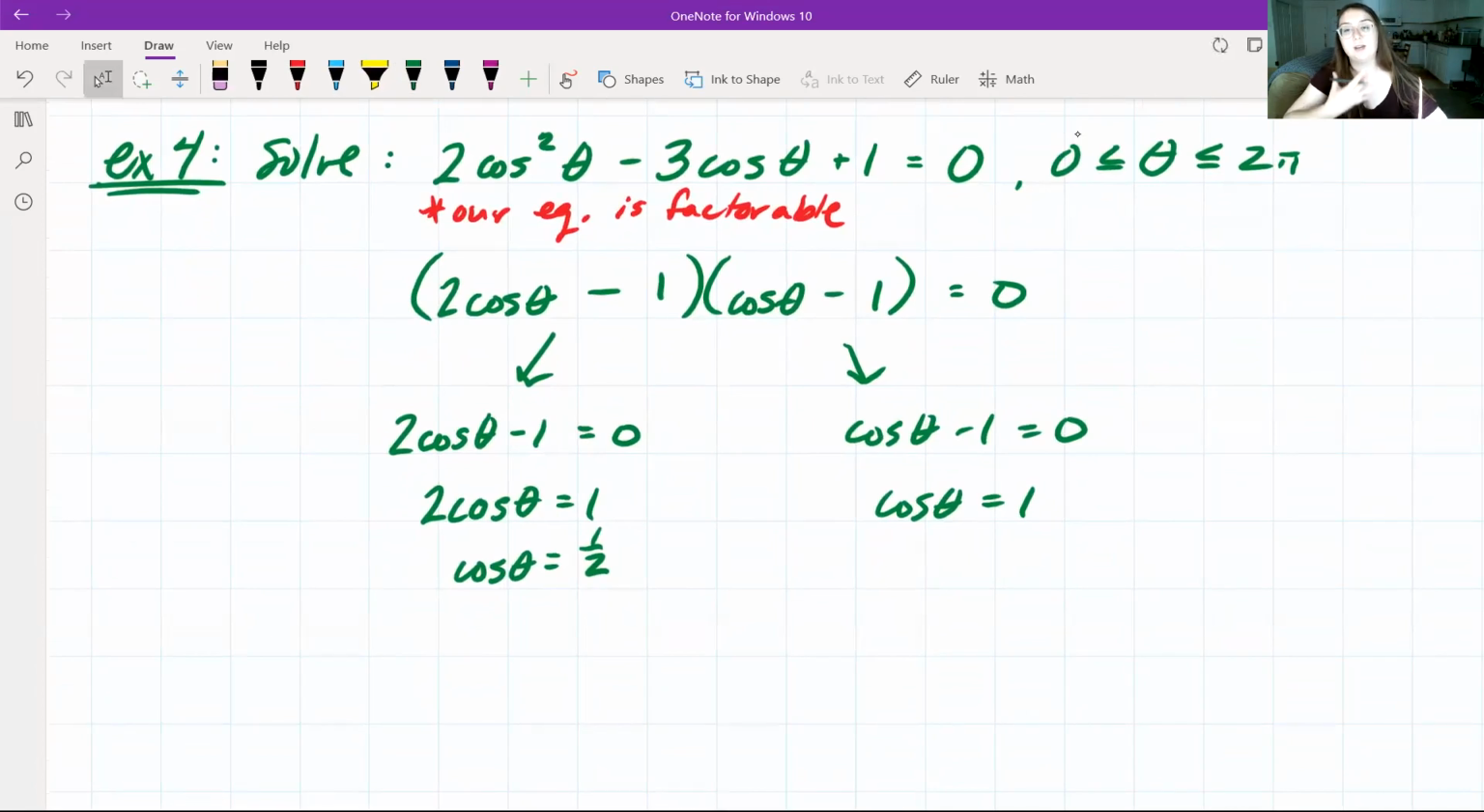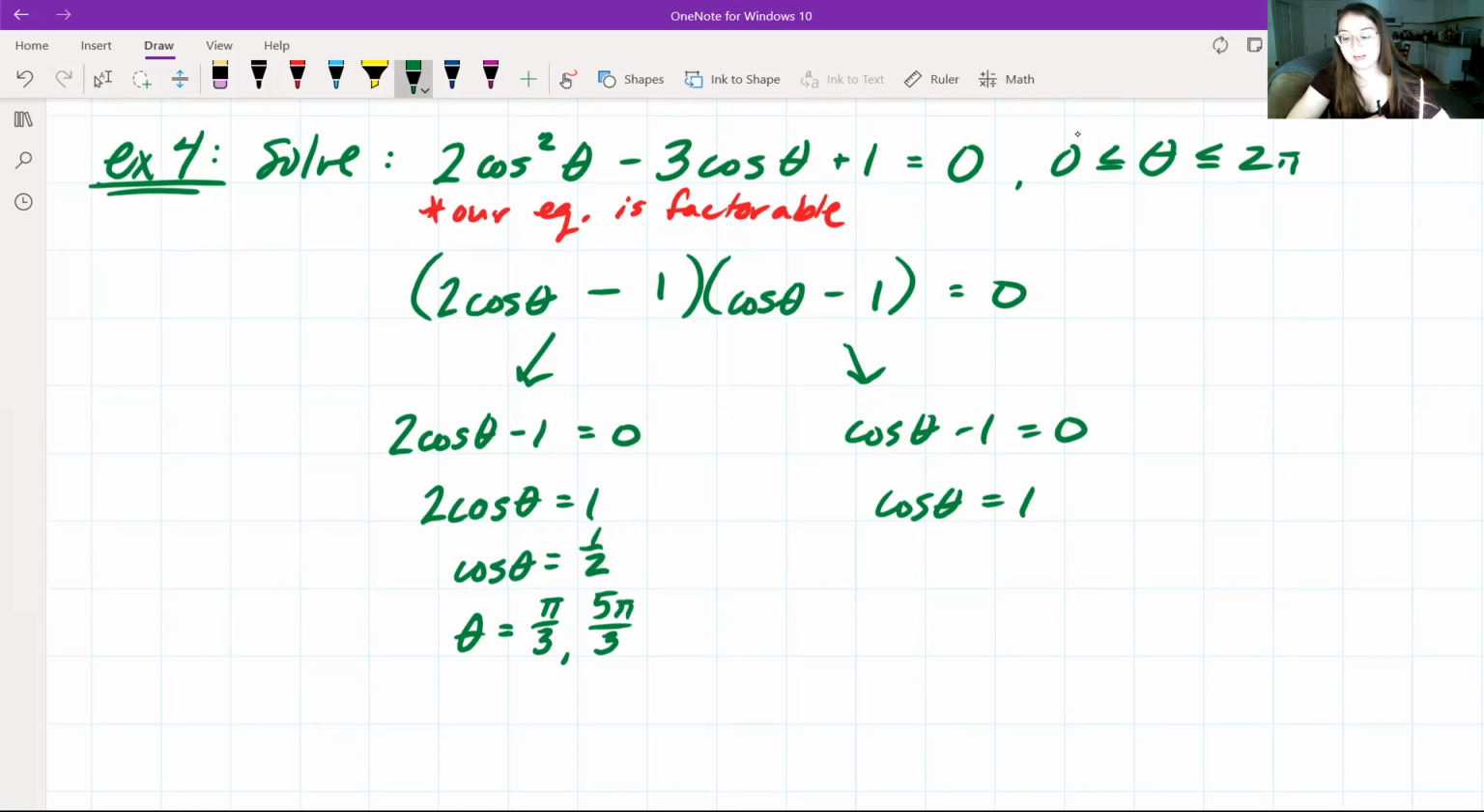So we now have these values. We can take the inverse trig function of both of these cases if we wanted, or we can just think about what values of theta give us cosine of theta is equal to 1/2 and cosine of theta is equal to 1. And then we can find those solutions. So in the case of cosine of theta equaling 1/2, theta can be either pi over 3 or 5 pi over 3.